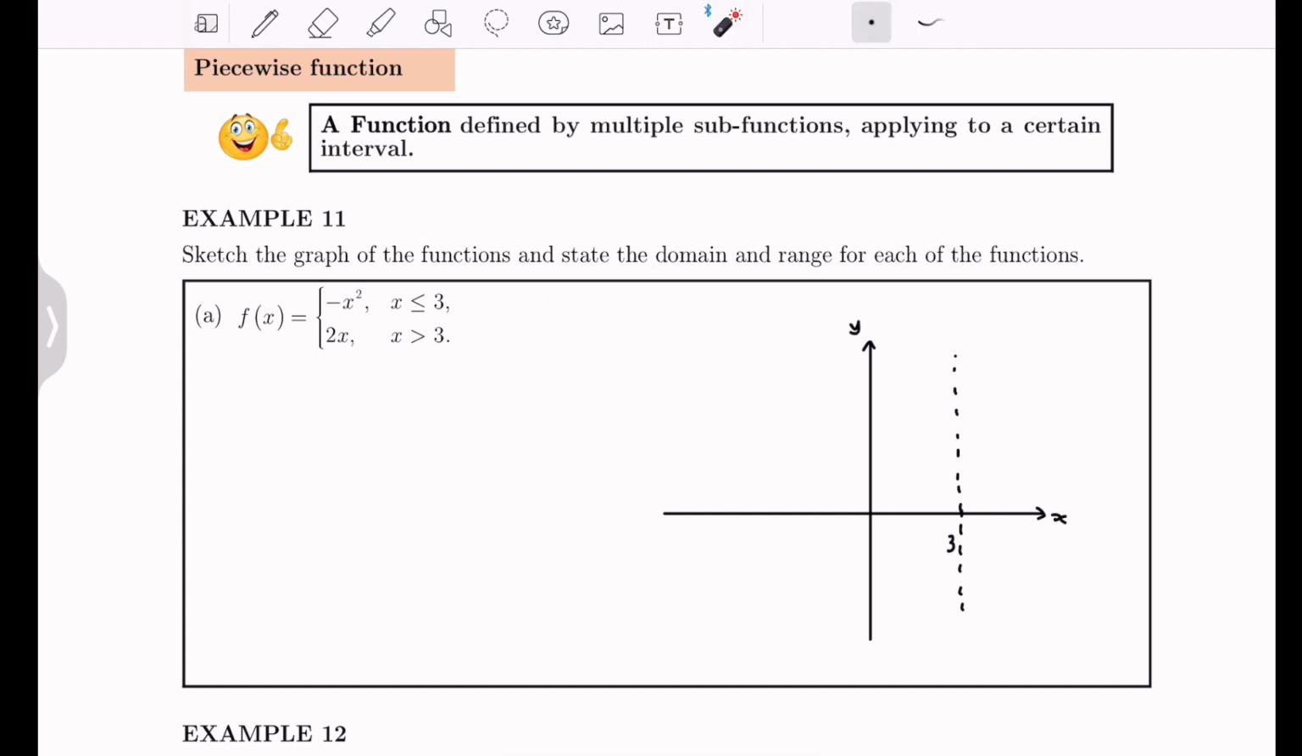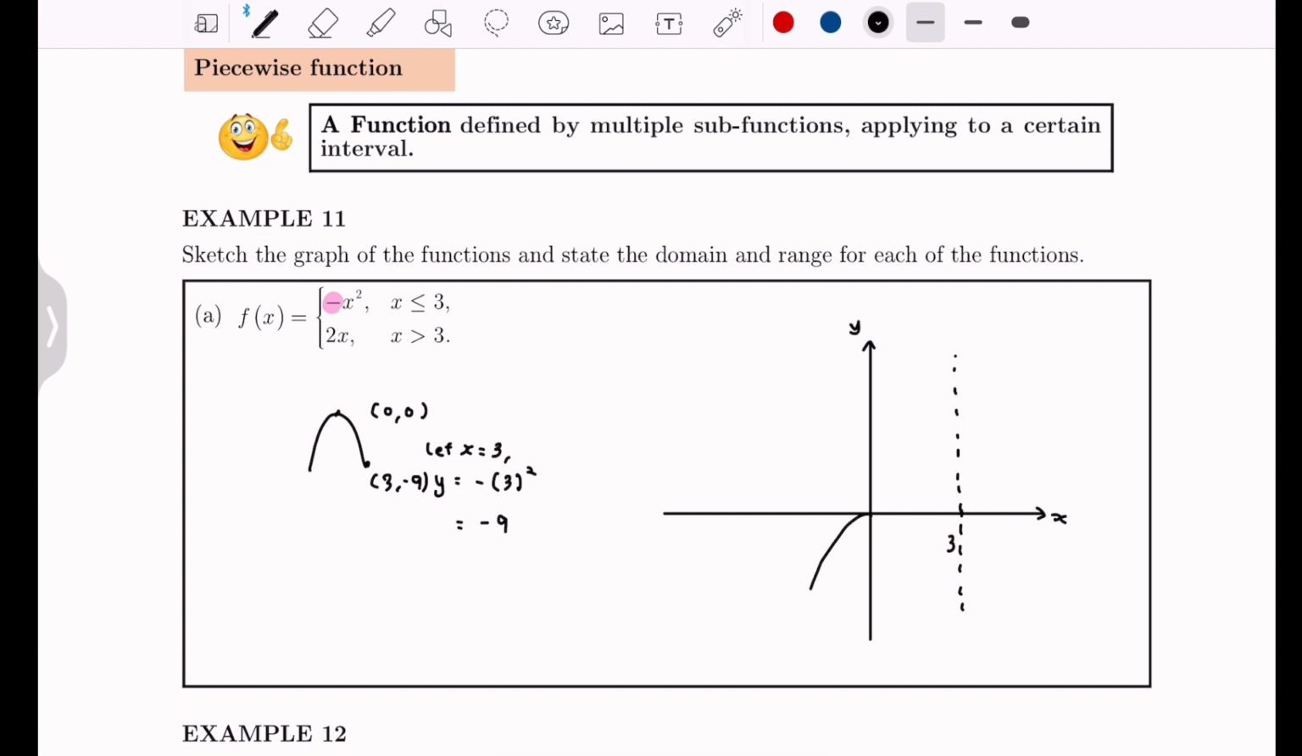For x less than or equal to 3, the function is a quadratic function. Since the coefficient of x squared is negative, we're going to have a maximum graph. The maximum point should be (0, 0). Then you want to know where our graph ends. At x equals 3, y equals negative 3 squared, negative 9. So the end point is (3, negative 9).